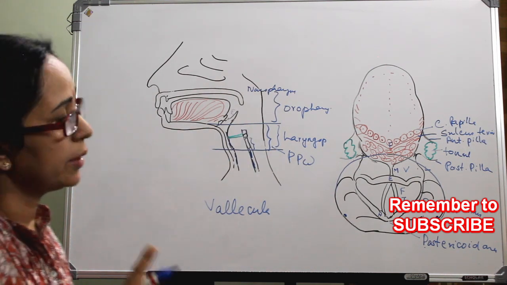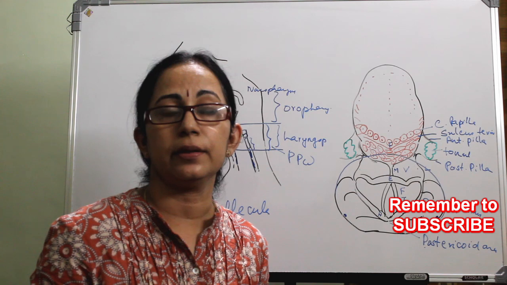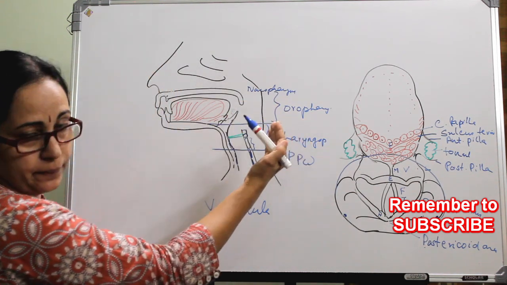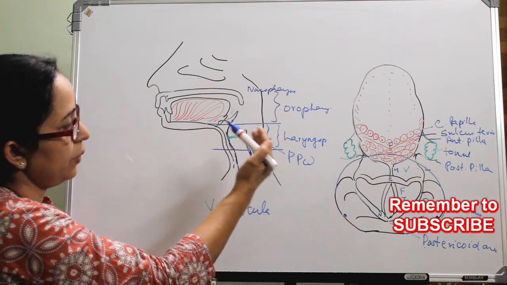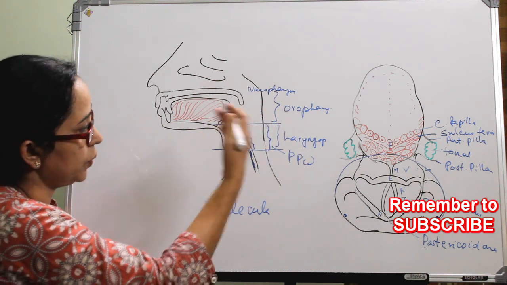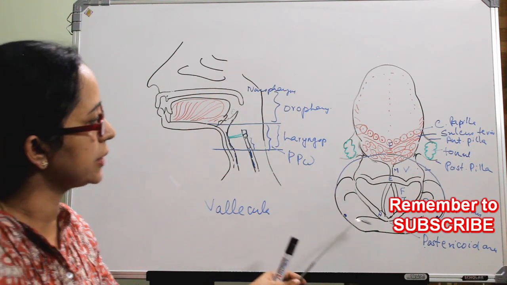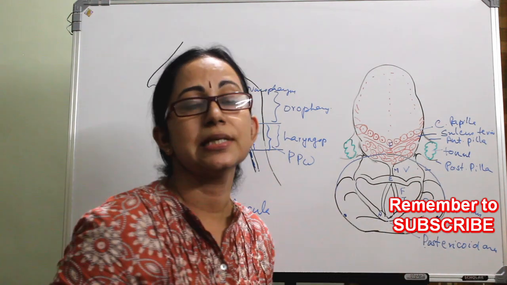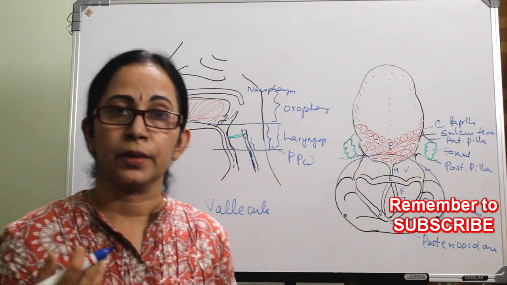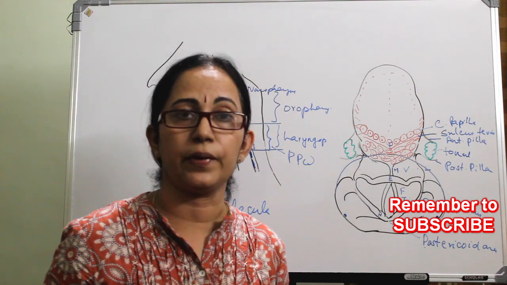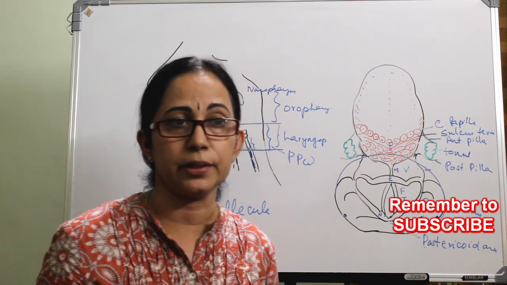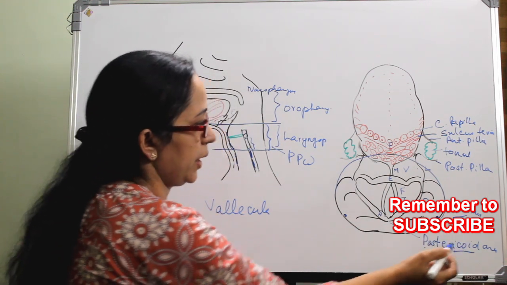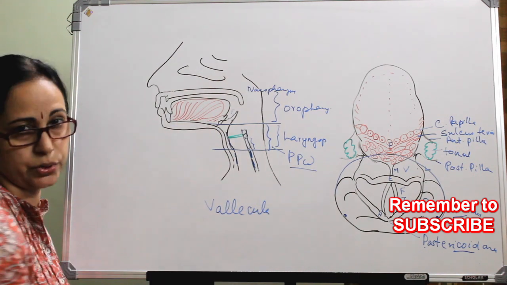Right? So the hypopharynx is an area which lies posterior, behind the larynx, and also on the sides of the larynx. That is the hypopharynx or laryngopharynx, and it has three subdivisions: the pyriform sinus, the postcricoid area, and the posterior pharyngeal wall.